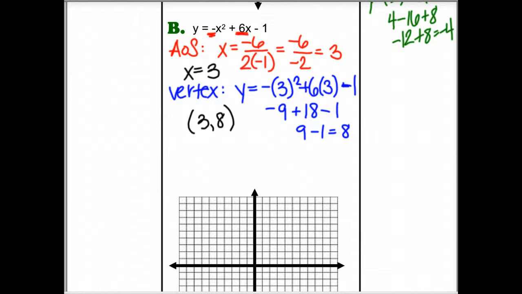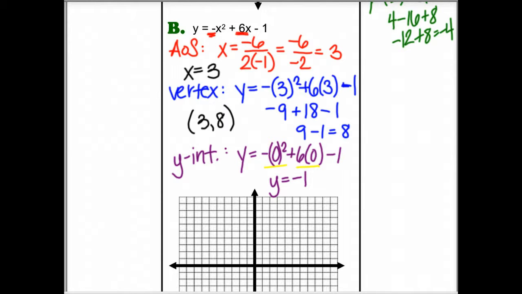Finally, moving on to the y-intercept, I put in 0 for x, and I get y equals the negative of 0 squared plus 6 times 0 minus 1. If you haven't noticed yet, the first 2 terms will always cancel out because of that 0, therefore making y equal to -1, and my y-intercept is 0, -1.